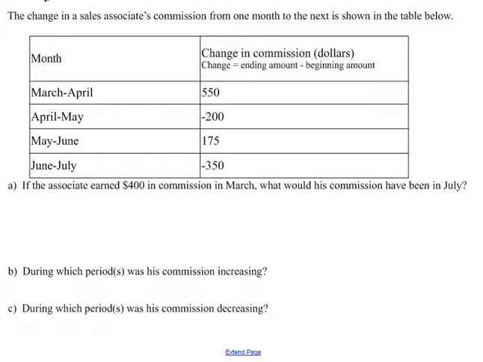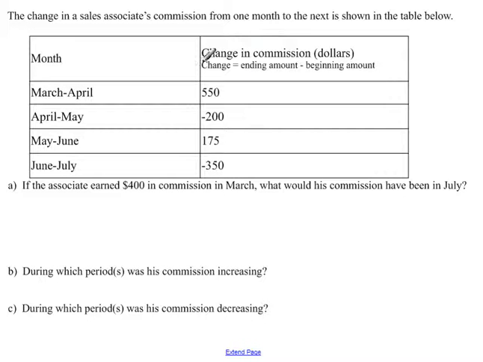The change in a sales associate's commission from one month to the next is shown in the table below. So let's take a look at this table. We have a variety of monthly periods: March to April, April to May, May to June, and June to July. And notice that we don't actually have the amount of commission.